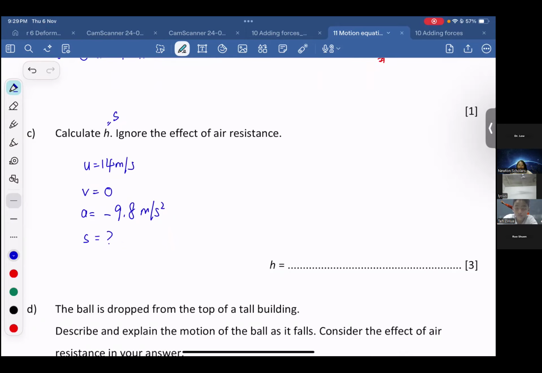What is your answer, dear? Correct, Zihua. How about others? Were you able to get the answer? We're using the last formula, v square equals u square plus 2as. V is 0, u is 14, so your s here should be 10 meter.